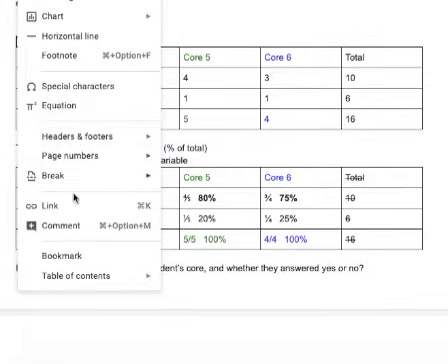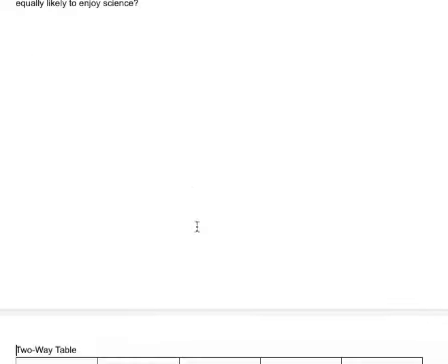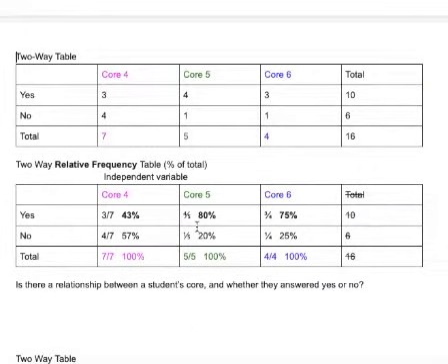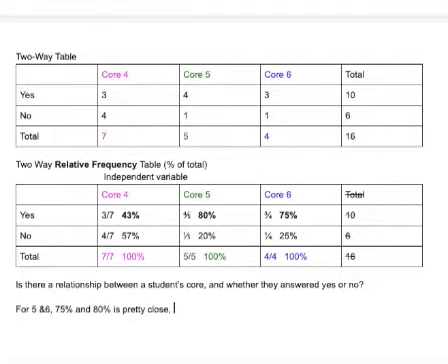So hold on, let me give a page break. Okay. So for 5 and 6, 75% and 80% is pretty close. So I'd say no relationship there.